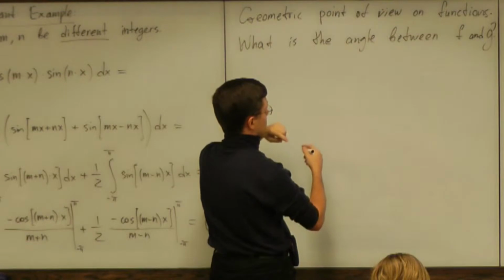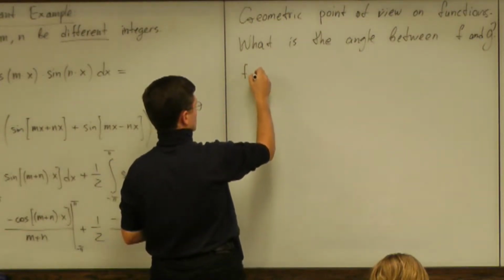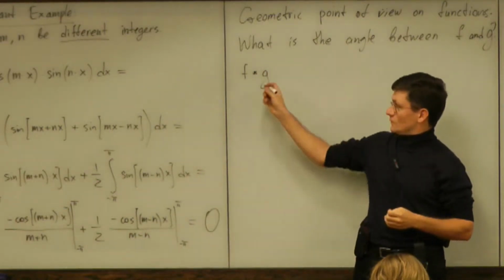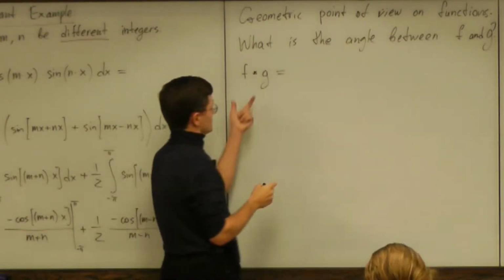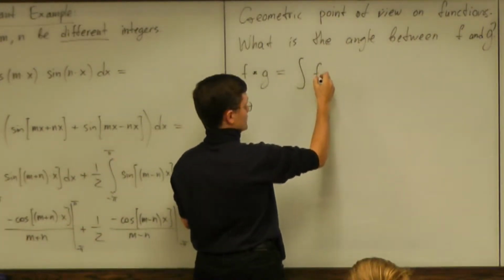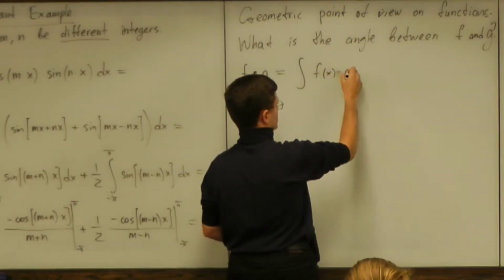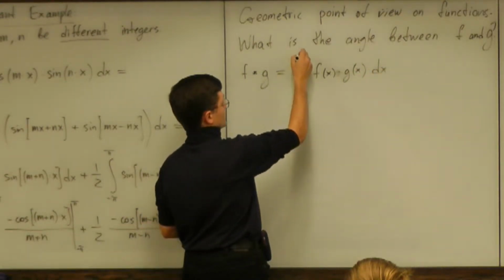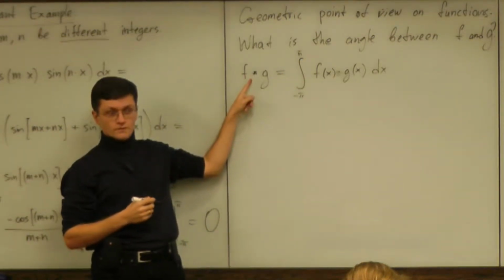So the idea is to introduce a product and call it a dot product of functions. Haven't defined it yet. And here's the definition. If I want to dot product two functions, I will integrate the usual product f of x times g of x with respect to that variable x from negative pi to pi. And this is my definition of the dot product.